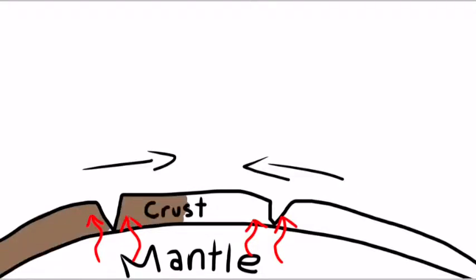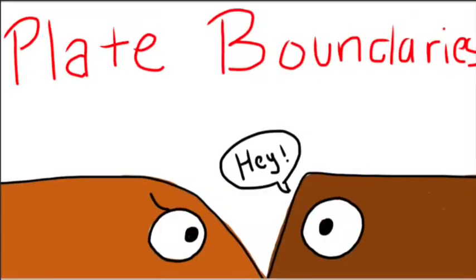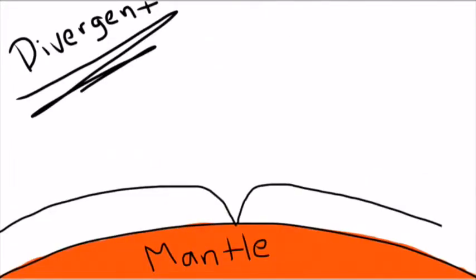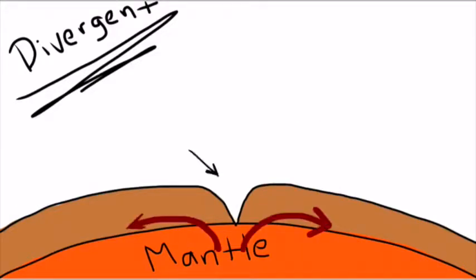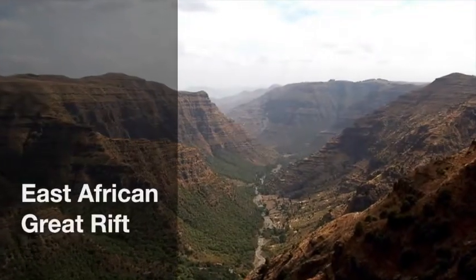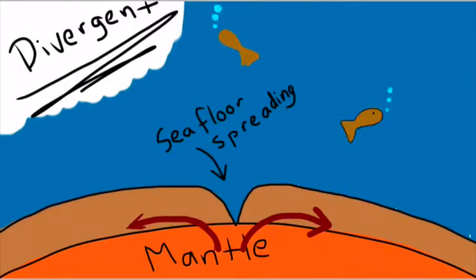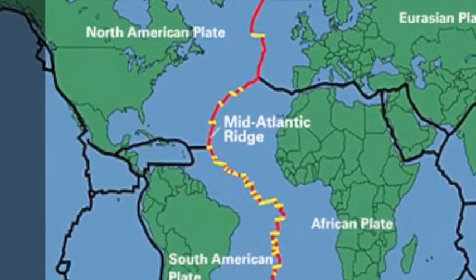How these massive lithospheric plates move can have a huge impact on the Earth. Where these plates meet are called the boundaries, and there are three kinds. Divergent boundaries occur when two plates are moving away from each other and new crust is being formed. The space between the two plates becomes a large rift, like the East African Great Rift Valley, or if they are under the ocean, is known as seafloor spreading. The Mid-Atlantic Ridge is an example of this seafloor spreading.